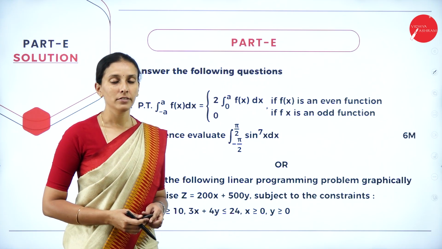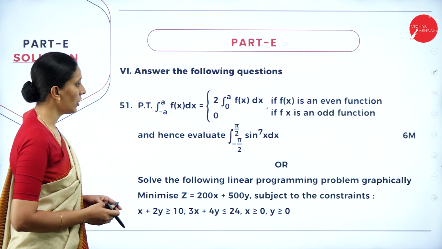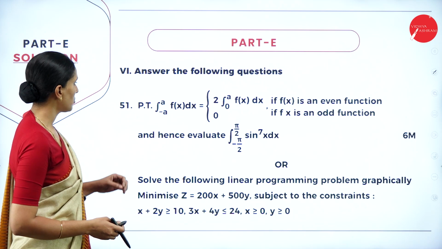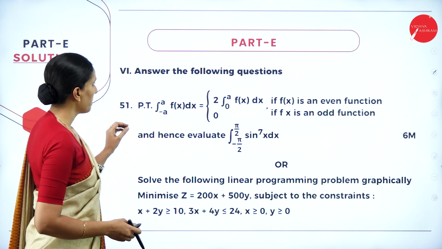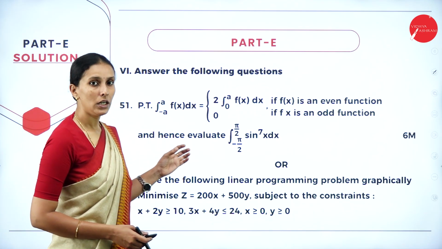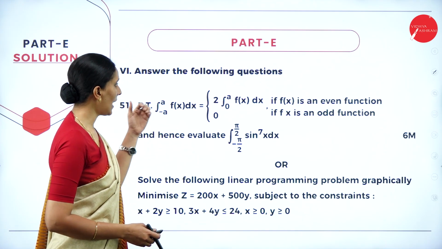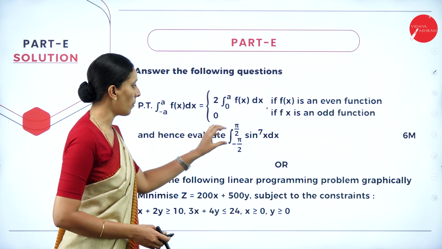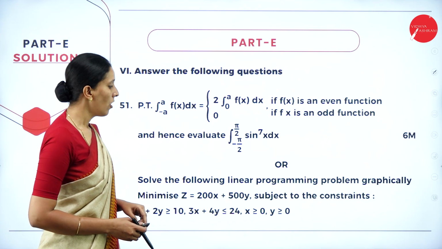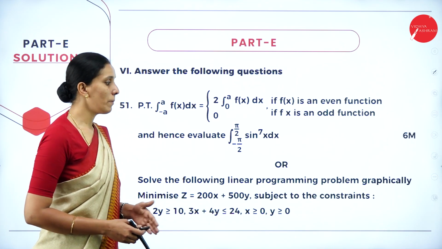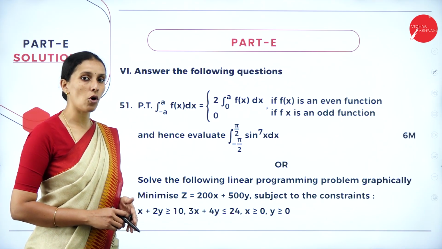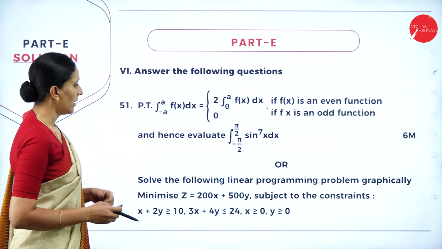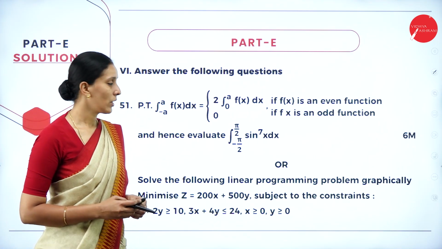The last section in the question paper is part E for 6 marks and 4 marks questions. Now we have here a 6 mark question. So question number 51 is from the chapter integration. Basically, they'll ask you a question on the properties of integration and one simple problem on the given property, or they may ask you a question from linear programming problem, that is solving a system of linear equations with the help of the graphical method. Now let's see the solutions for these questions.